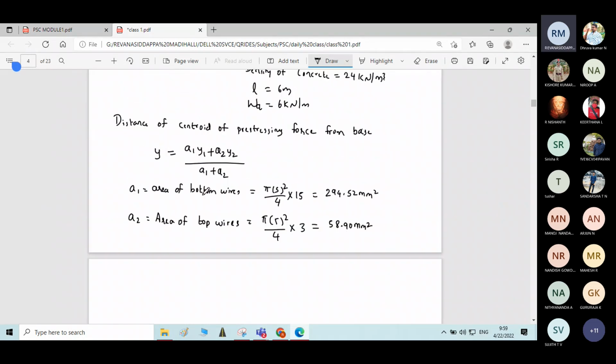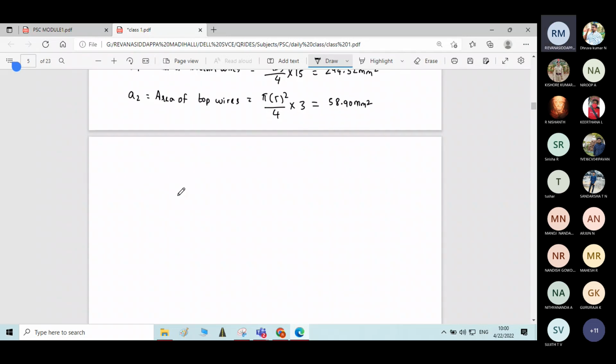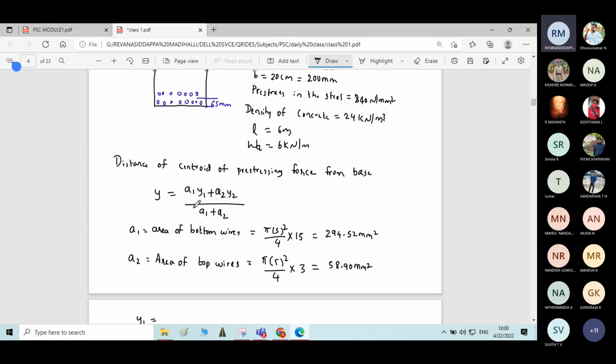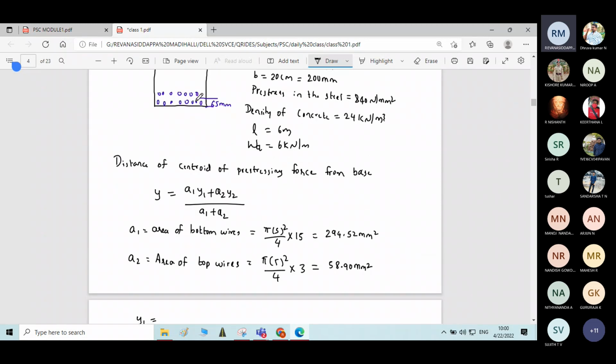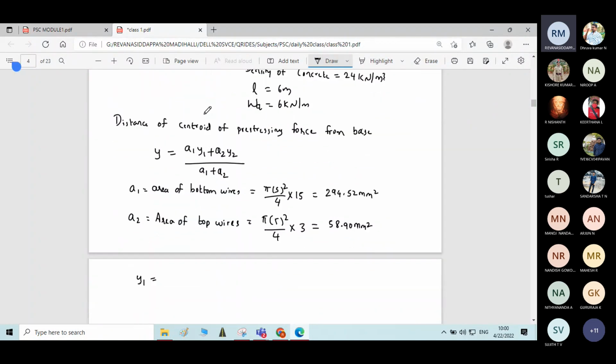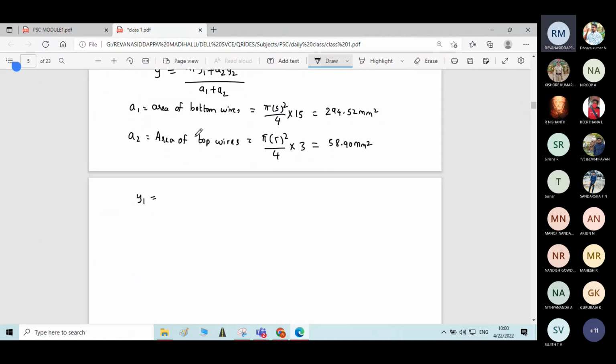Then A1, A2 we have calculated. The remaining terms are Y1 and Y2. Y1 is nothing but the distance of the centroid of the bottom bars from the base of the section, or base of the rectangle. It is directly 65 mm. Y1 is directly 65 mm.